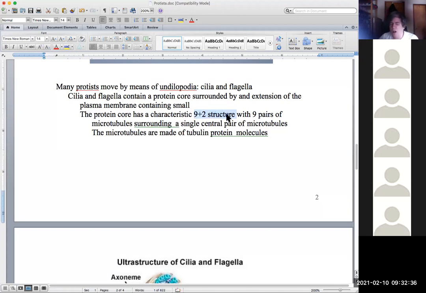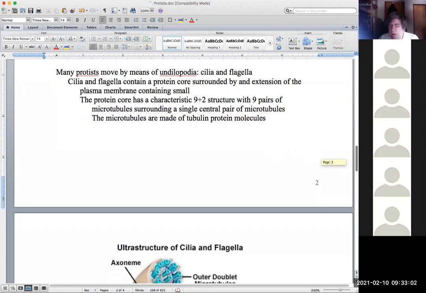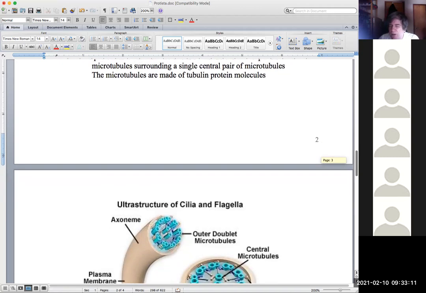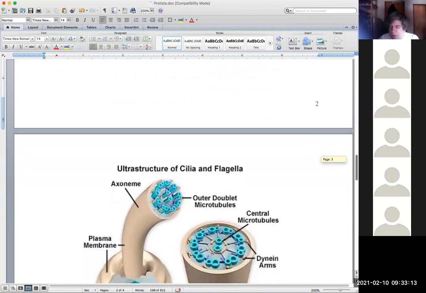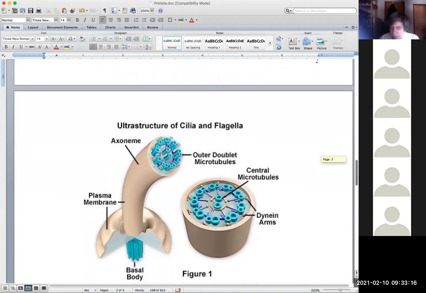they all have something that's called a 9+2 structure. And this 9+2 structure is 9 pairs of microtubules around one single pair of microtubules. So the microtubules are made of something called tubulin. So in bacteria, the flagellum protein is something called flagellin with an IN at the end. In eukaryotic cells, the microtubule protein that's in the flagellum and cilia is called tubulin.